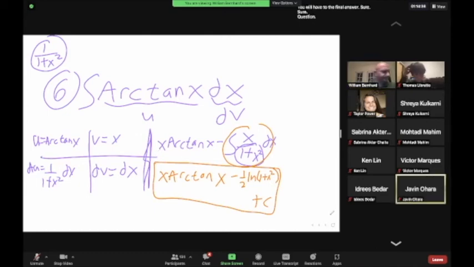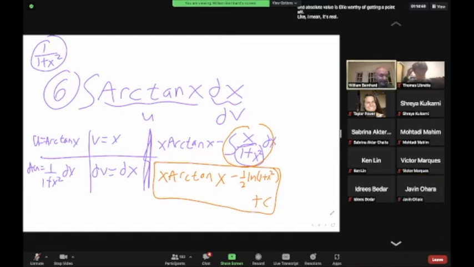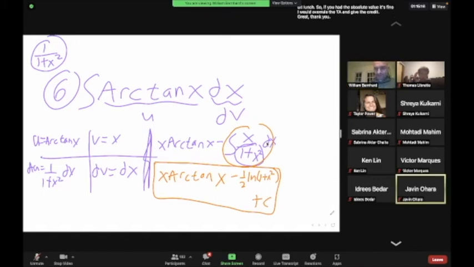If we were to leave the 1 plus x squared in absolute value, is that worthy of getting a point off? It's really not, but once in my 25-year career, I had a TA who took 1 point off for that. I was like, you gotta be kidding me. But the TA was like, no, you don't do that. I think that's a little bit much. So if you had the absolute value, it's fine. I would overrule the TA and give the credit. Great, thank you.